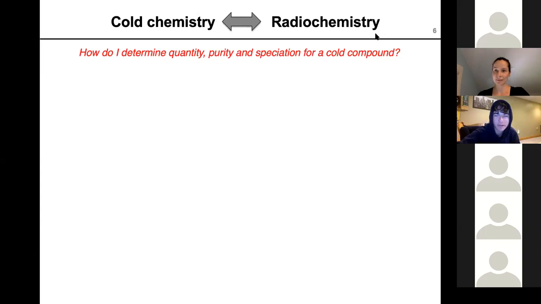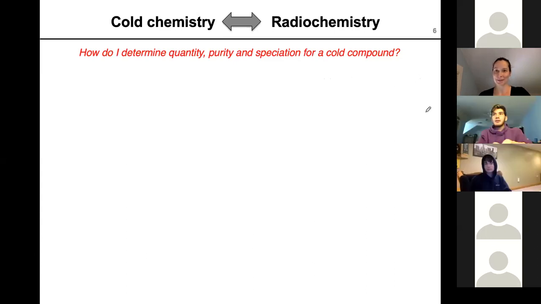Like thin layer chromatography or any kind of chromatography method? TLC, so that's some characterization. It's also a separation method, yes. Other? NMR. And mass spec. Mass spec. Melting points. Melting points, yes.